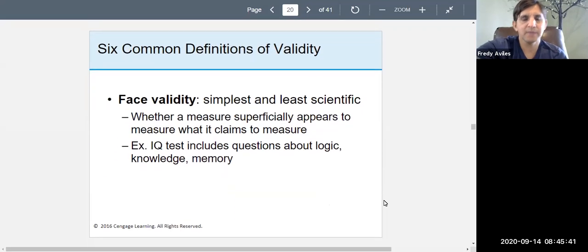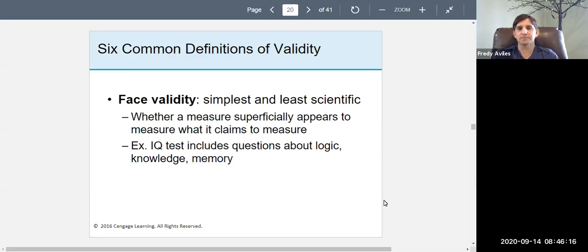Here's one way to look at validity. You can look at the face validity of something. Face validity is the simplest and least scientific way to measure validity. With face validity, what you're looking at is whether a measure superficially appears to measure what it claims to measure. In other words, when you look at the test, it appears to be measuring whatever it's claiming to measure. So if you look at an IQ test and you look at the questions, you see questions in there about logic, about knowledge, about memory, about a whole bunch of things. And you look at them and say, well, yeah, this looks like it's related to intelligence.